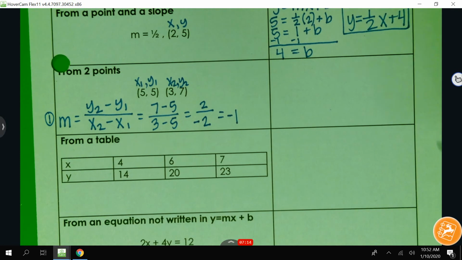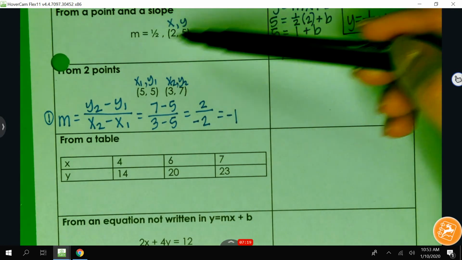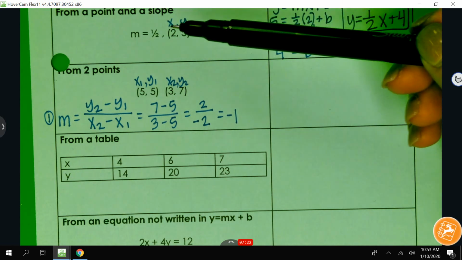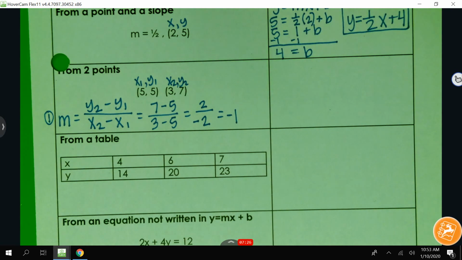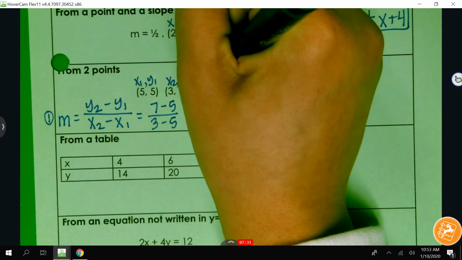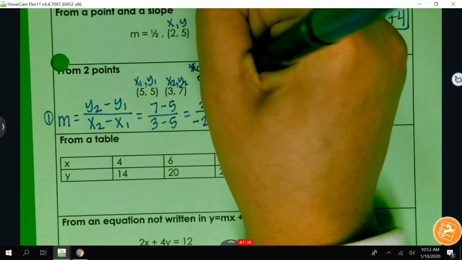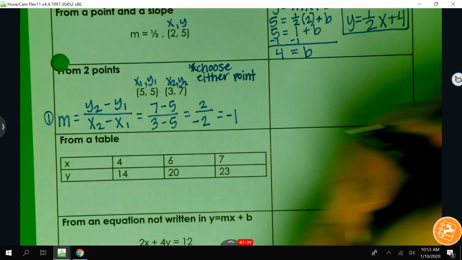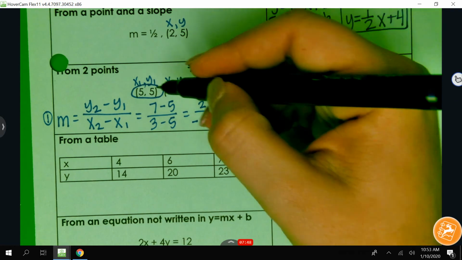So now I can pretty much do what I just learned to do up here in this example before. Up here I was given a slope and a point. Now I have a slope and I have a point, right? So you're just going to choose either point. It does not matter. So make a little note: choose either point. I'm just going to choose that very first one, the 5, 5. So I'm going to circle it so I know that's what I'm doing. So now I have my slope and I have 1 point.